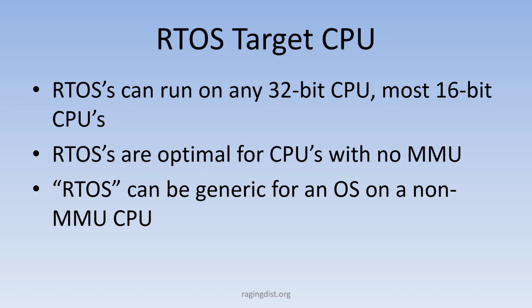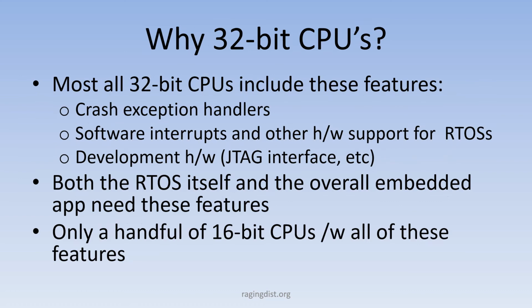So all this discussion brings us to the last slide here, and the last slide is, why would you use a 32-bit CPU for an RTOS? Why is this preferable over a 16-bit CPU? The answer is that 32-bit CPUs usually, and this isn't always true, but they'll have features that 16-bit CPUs don't have.